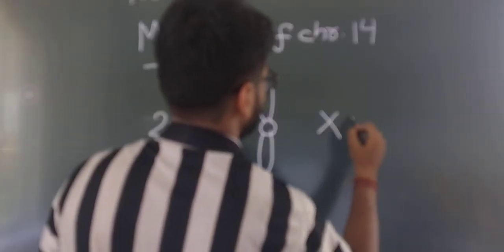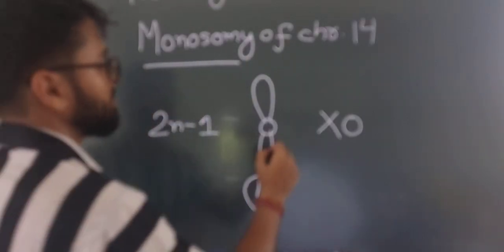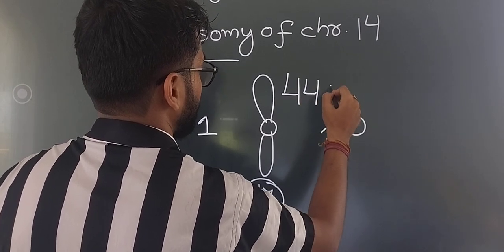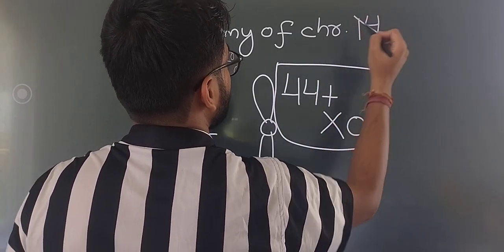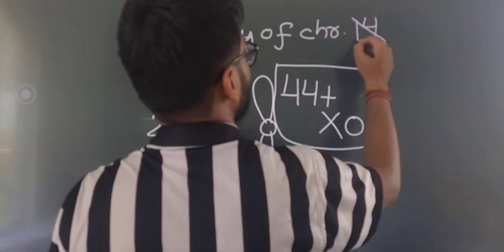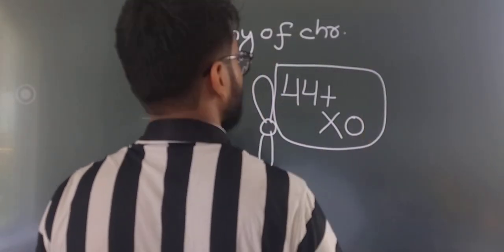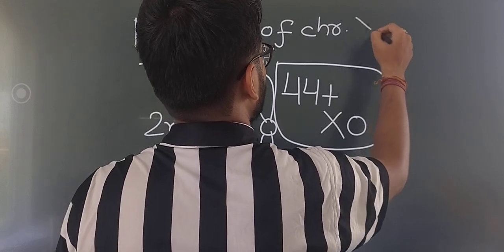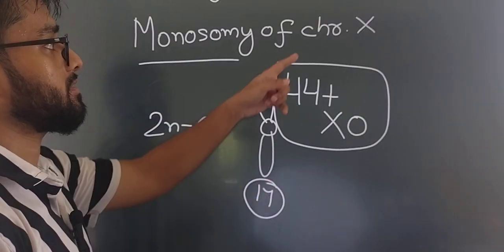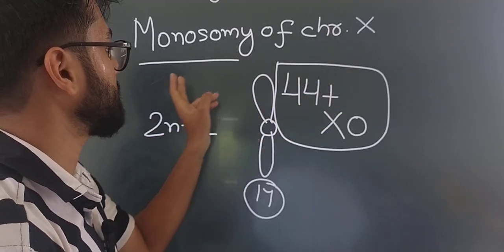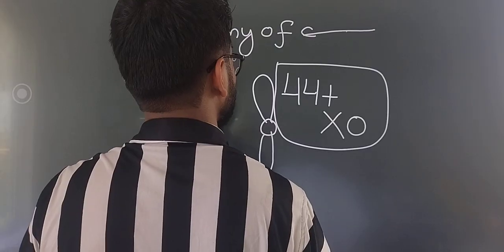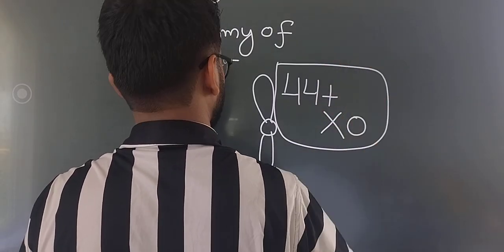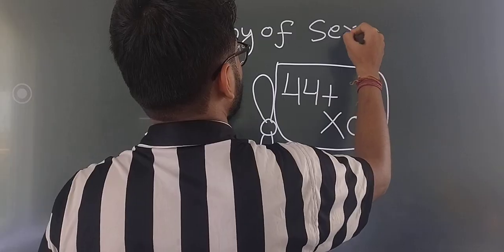Or I can show you how to write this. It will simply be XO. It will be 44 plus XO. This is your Turner syndrome. So it will not be for chromosome 14, my bad. This will be for chromosome X itself. That means in the sex chromosome you will see your monosomy. You can simply write it like this also: monosomy in the sex chromosome.